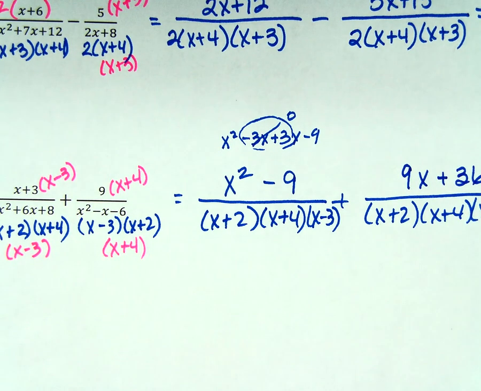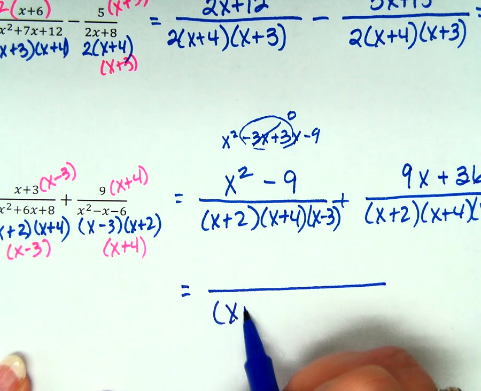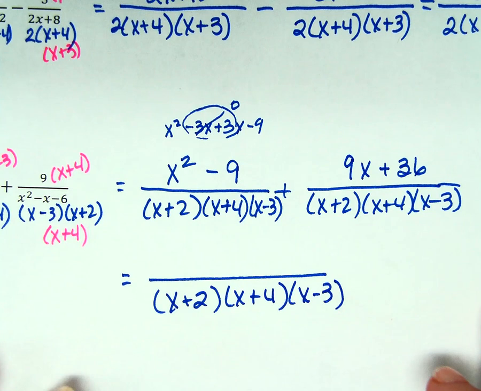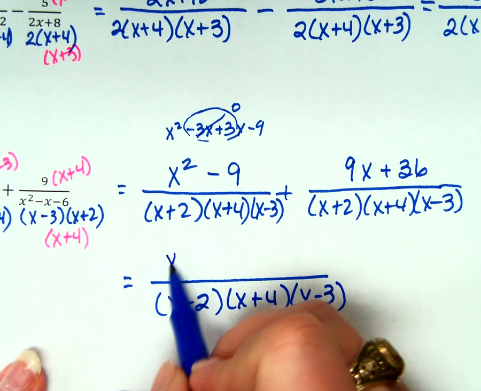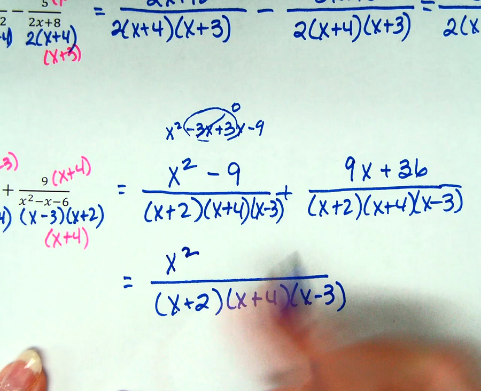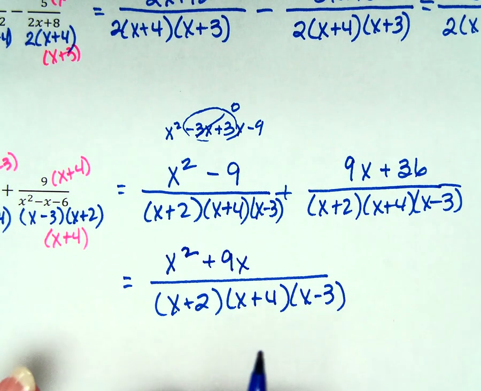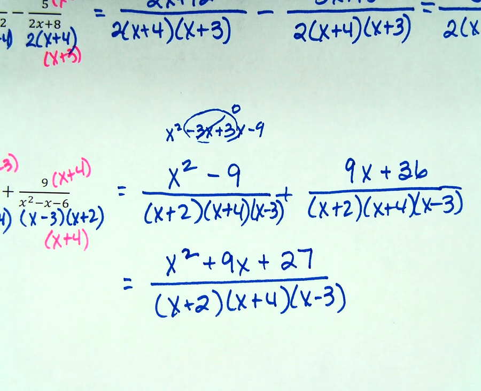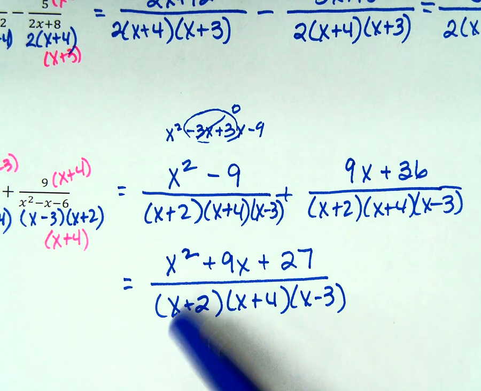Okay? So what do I end up with? 27? Yeah. Can I factor that one? Multiplies to be 27, adds to be 9. No. So that's just my answer, right?